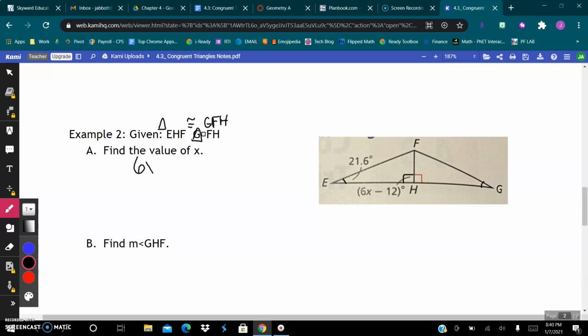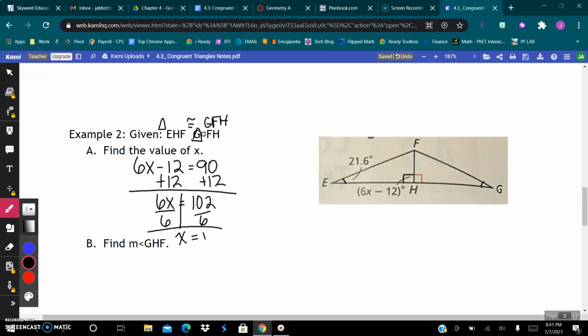So we can do 6x minus 12 equals 90, and then we have to solve for that. So we add 12 to both sides, and we get 6x equals 102. And then we're going to divide both sides by 6, and we get x is 17. So that's what they asked us to find there. And then we are asked to find the measure of angle GHF.